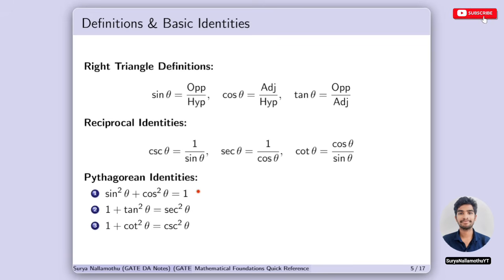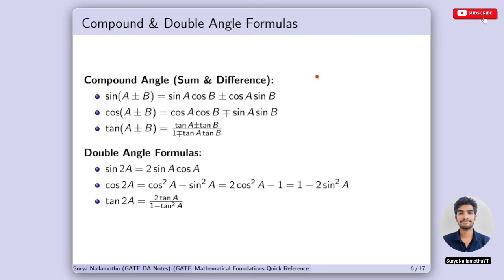And the Pythagorean identities: sin square theta plus cos square theta is equal to 1, and 1 plus tan square theta is equal to secant square theta. 1 plus cot square theta is equal to cosecant square theta. Next one is compound angle.